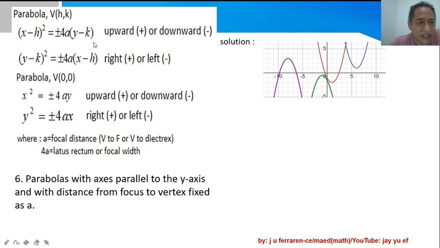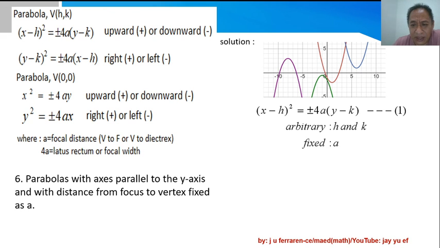So, I can use this. We have a parabola that opens upward or downward. And take note that your A is fixed. So if your A is fixed, then it would be necessary to indicate the plus and minus. Because if you use plus only, then the parabola will only be going upward. To include the parabola that is opening downward, you can assign the negative part to your 4A or your A. So arbitrary are h and k, and your fixed constant is A.